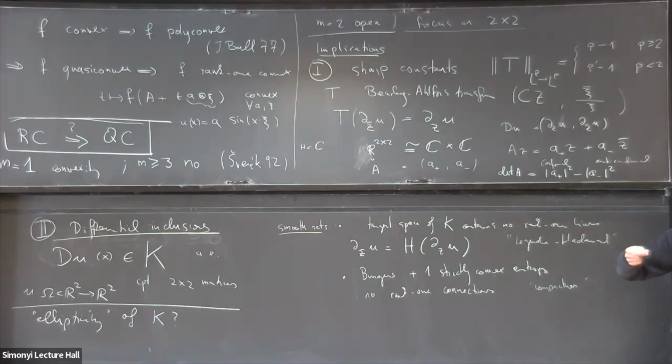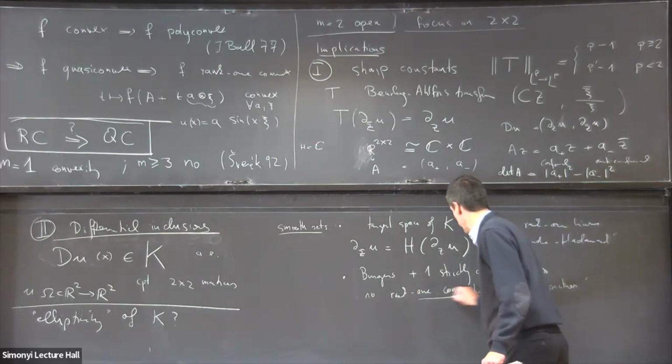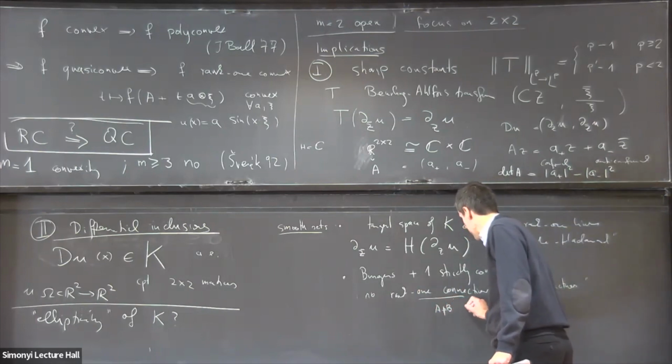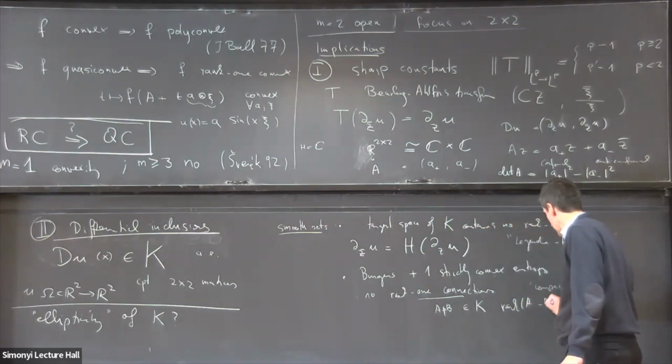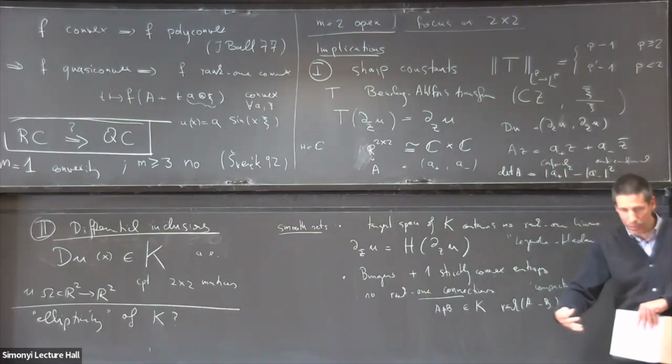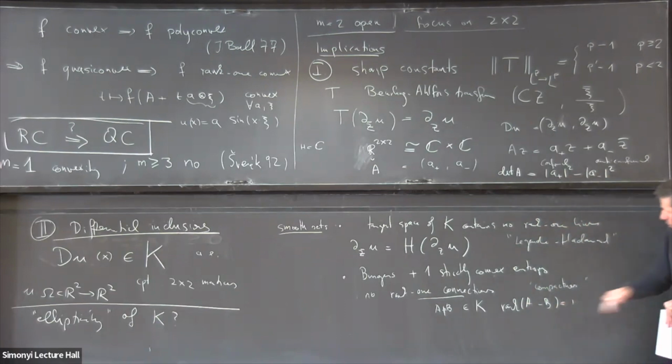But what's a rank one connection? Okay, so this is a rank one connection. I just mean A not equal to B, both in K, such that the rank of A minus B is 1. So if you have a plane wave, if rank A minus B is 1, you can construct a plane wave with gradient A, B, A, B.